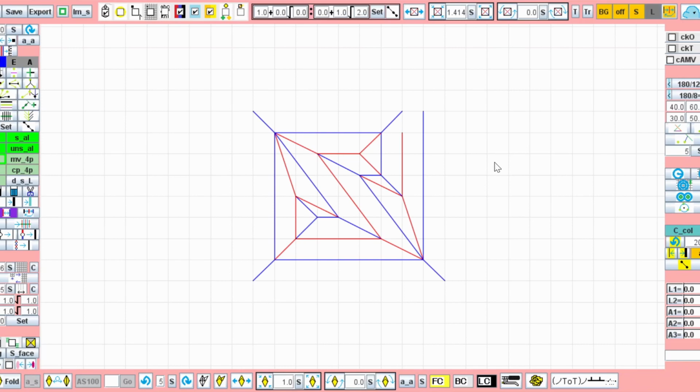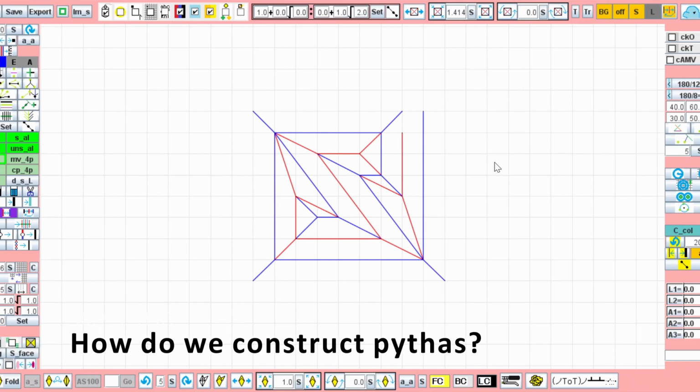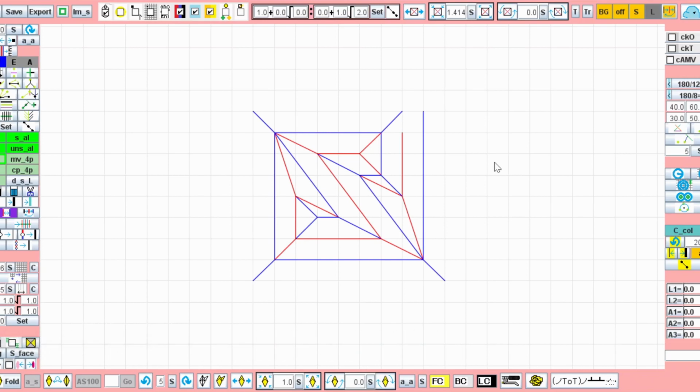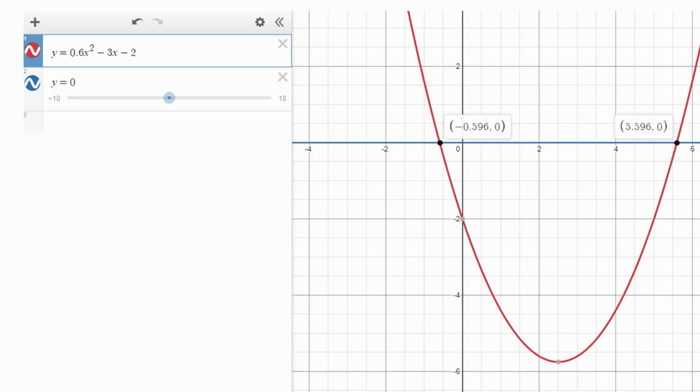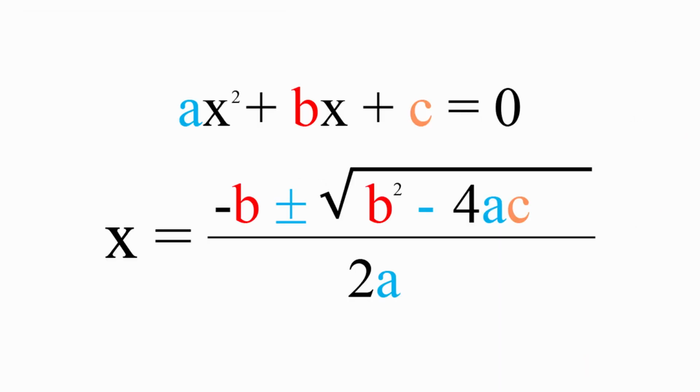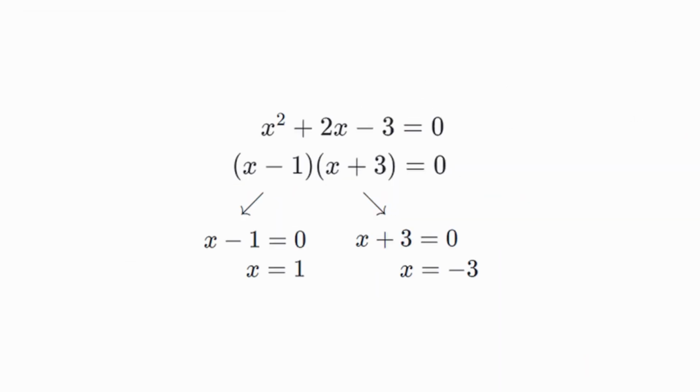Because in this video, we're going to talk about how exactly you construct a Pythagorean stretch into your crease pattern. So if you remember back to when you were in high school math class, you might remember learning how to solve quadratic equations. And you might remember that there are three ways you can do it. You can use a calculator to solve it, you can brute force it with the quadratic equation, or in certain cases, you can factor it, which is quick and elegant and can be done in your head with enough practice.